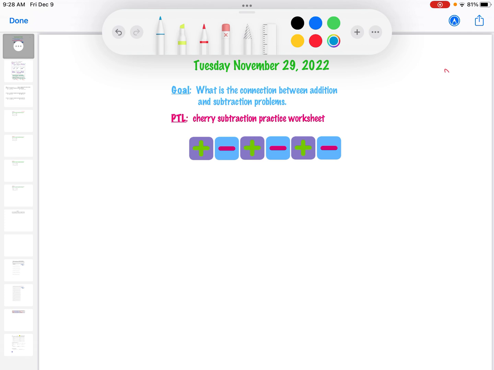All right. So what are we doing? We're going to make this connection between addition and subtraction today. Let's move into this next one.